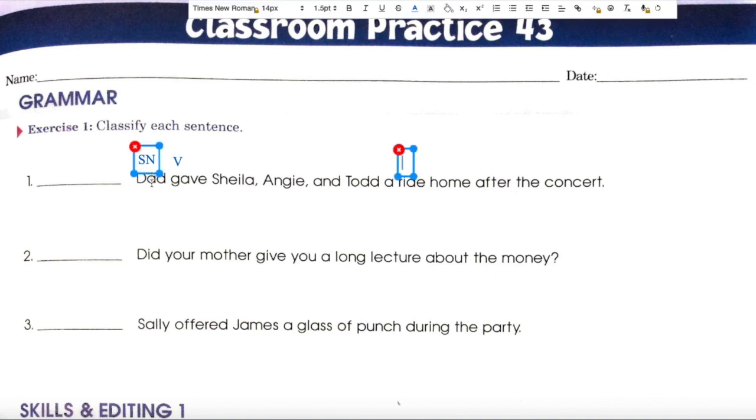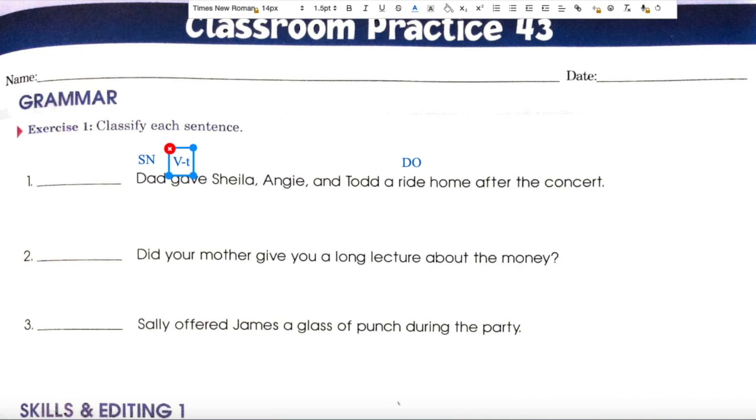Does ride mean the same as dad? It does not. It comes after the verb. It is a noun. That means it's the direct object. So gave is a verb transitive. Dad gave ride to whom?